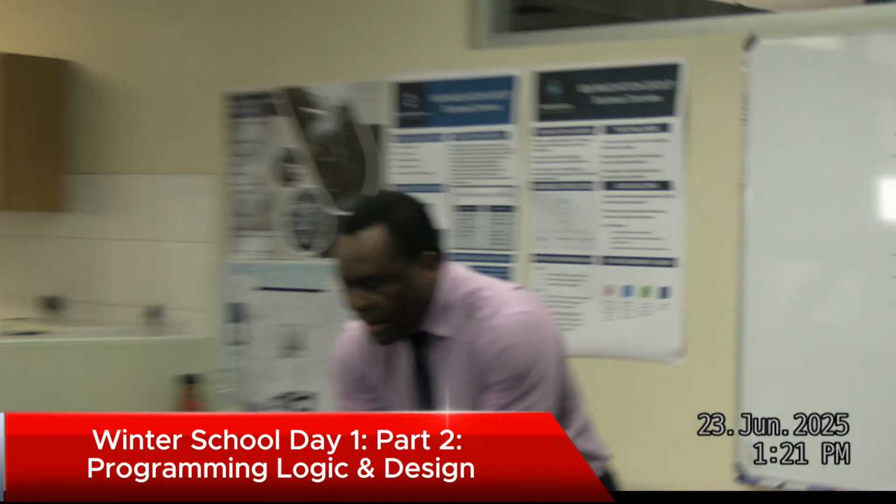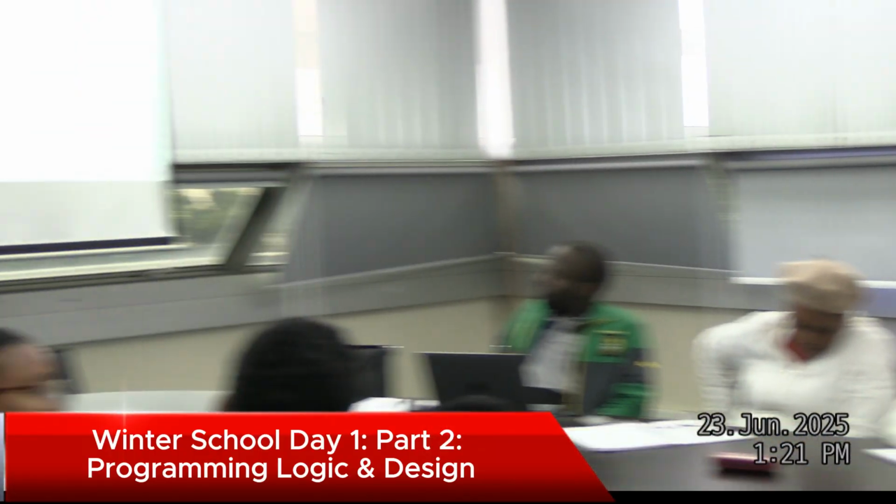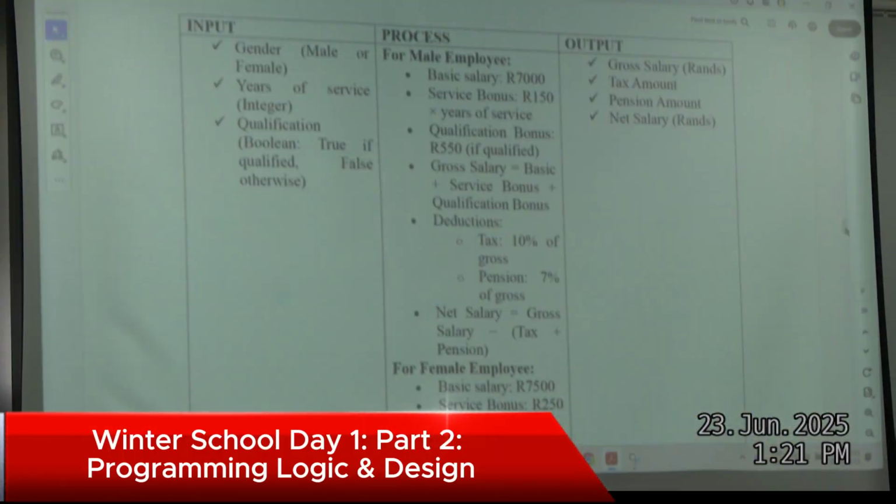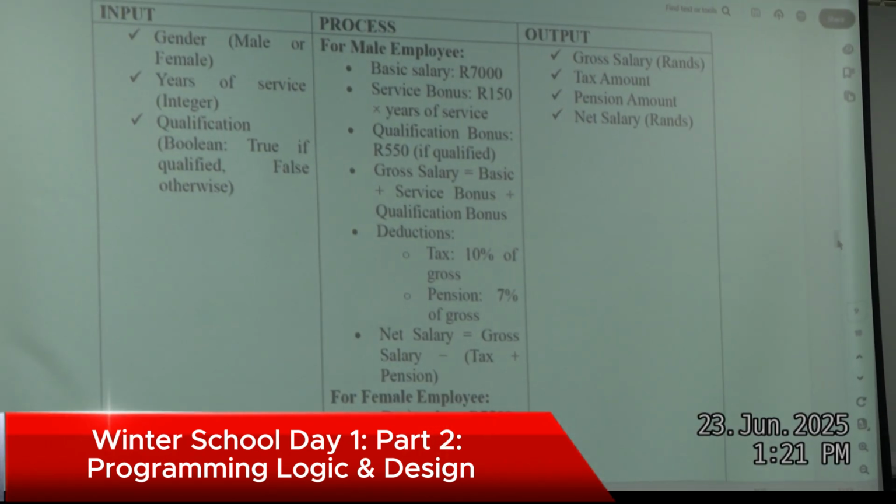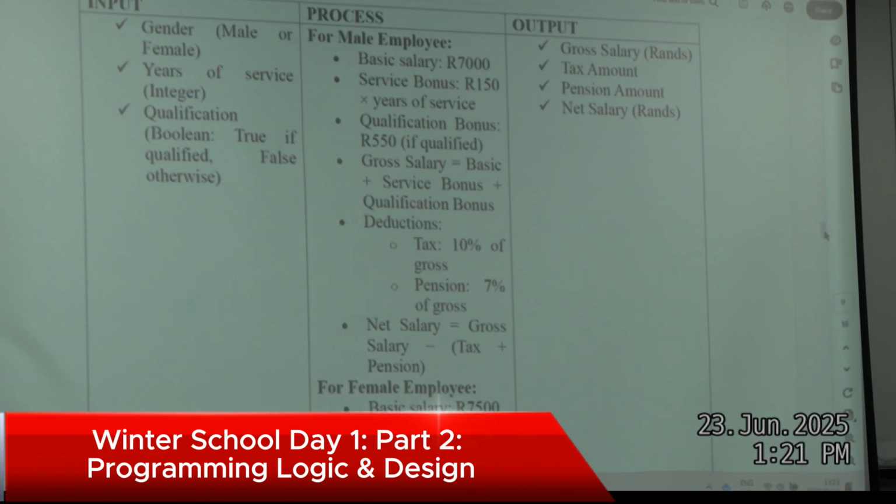Let us have a look at the processing. What is wrong there with men in processing? Let's start first with men. What's wrong with processing? What can we remove from processing? Yes? We remove basic salary because it's already input. What else? All those values that we've entered. 150 years of service. Okay?